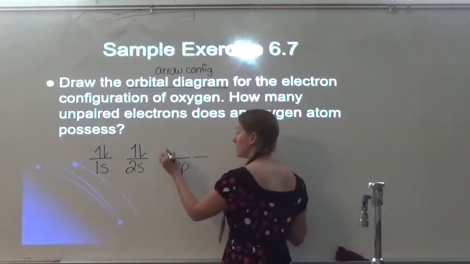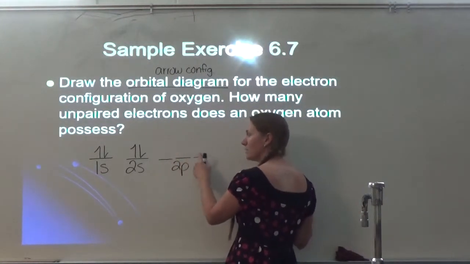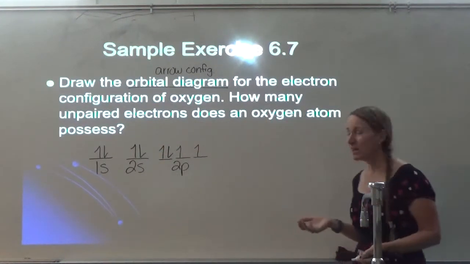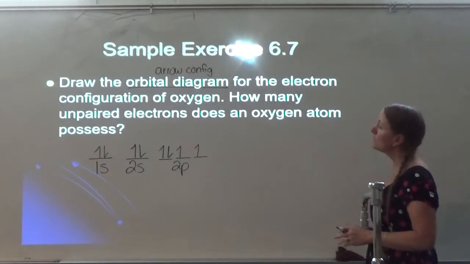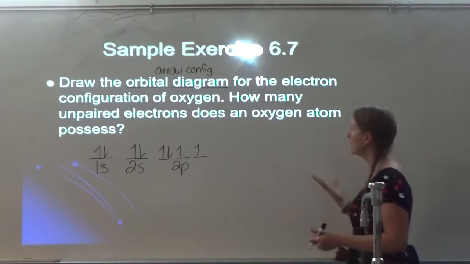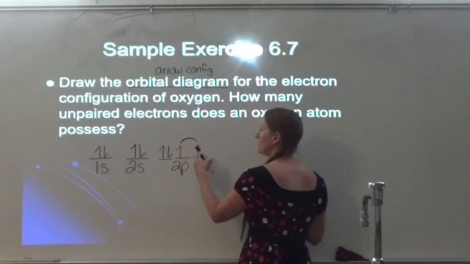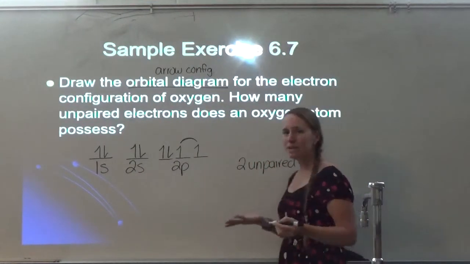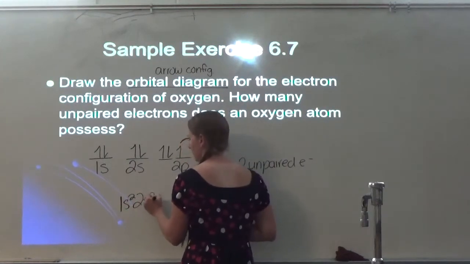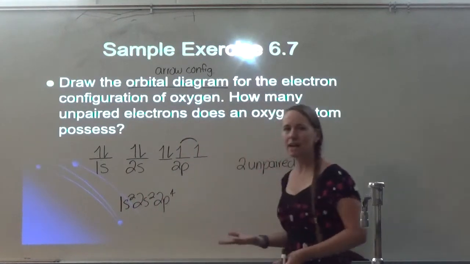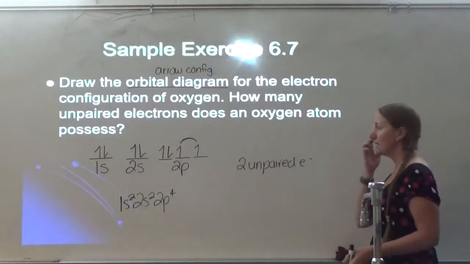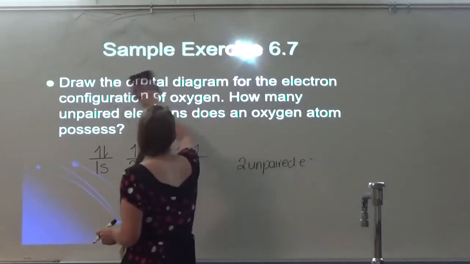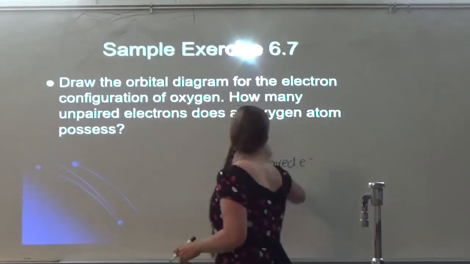So I need 4 electrons. Remember, I don't want to do up, down, and leave this one blank. I want to go up, up, up, and then I need 1 more that's down. Okay, so that's my orbital diagram or arrow configuration for oxygen. Then it says how many unpaired electrons does an oxygen atom possess? Well, these are my 2 unpaired electrons, so there's 2 unpaired electrons. See, if you wrote it in standard, then it's harder to decide how many electrons are unpaired or paired. So that's why using arrow configuration, or like I said, some people call it orbital diagram, makes it easier to see which ones are paired and which ones are unpaired.